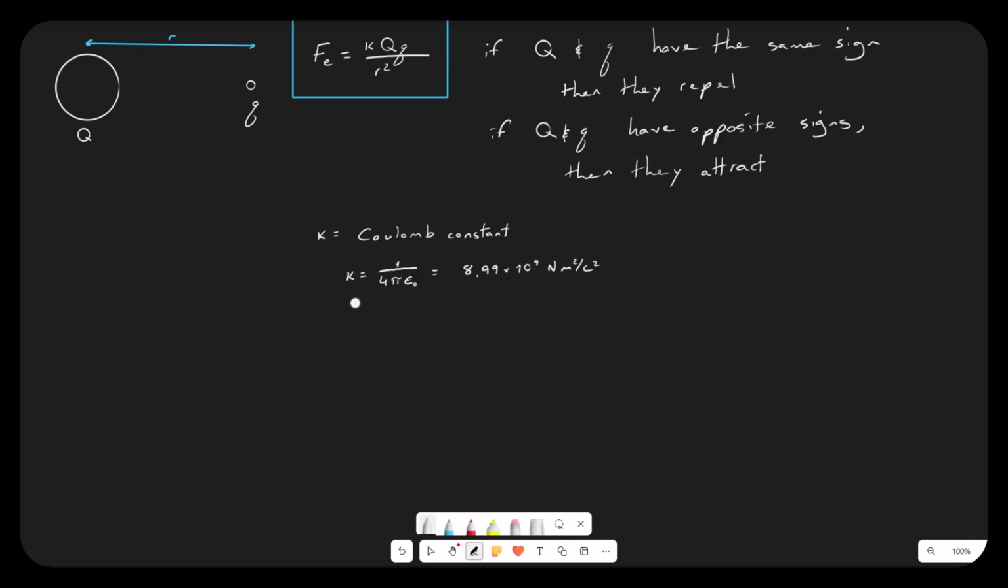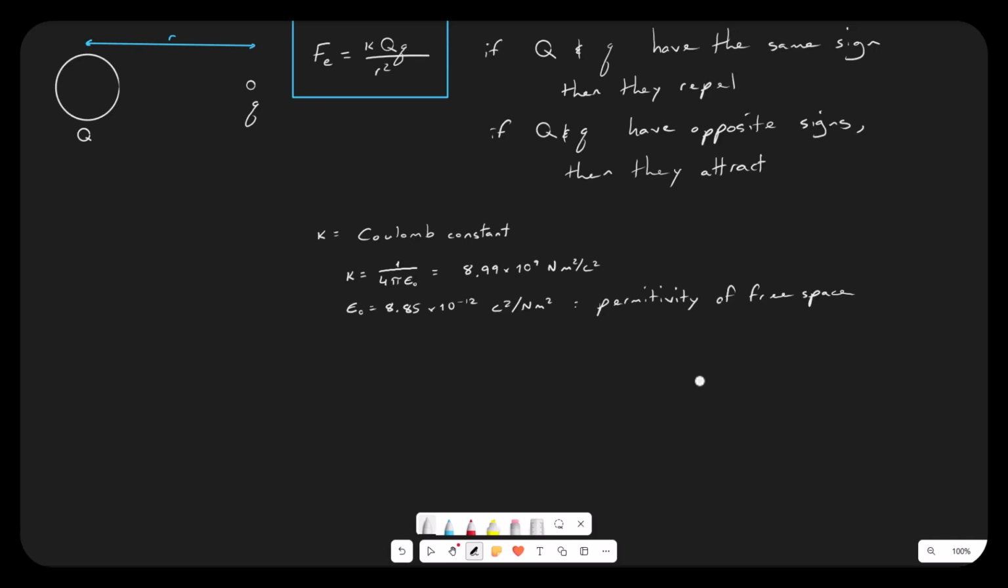And we can look at this epsilon naught. This is 8.85 times 10 to the negative 12th, and that's going to be coulomb squared per newton meter squared. This thing is called the permittivity of free space. And there is a little bit of a hint in here already. This is dealing with free space.